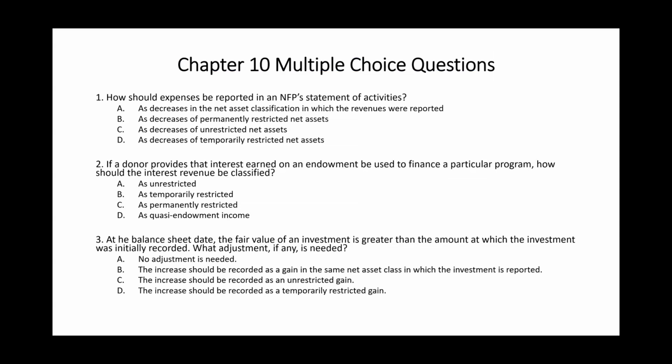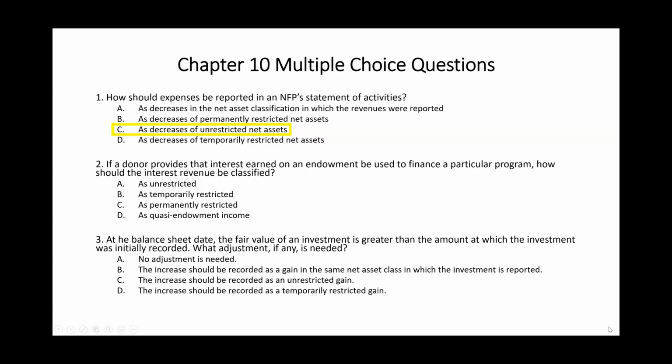So before we go, let's answer just a couple. I think there's 5 multiple choice questions to just kind of answer about chapter 10, right? So how should expenses be reported in an NFP statement of activities? Well, I've said this 100 times so far in the videos and the lectures, so we should know at this point that it is a decrease of unrestricted net assets, right? Because all expenses get classified as unrestricted net assets.